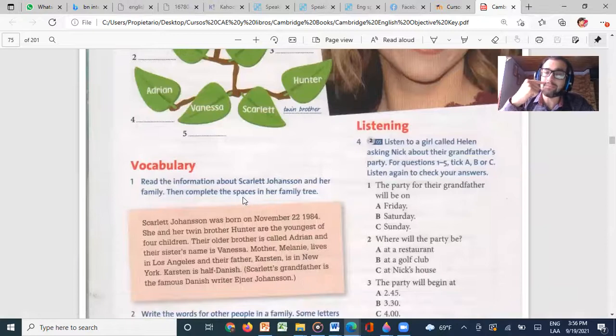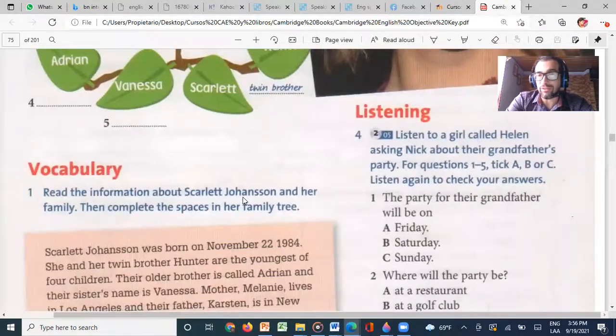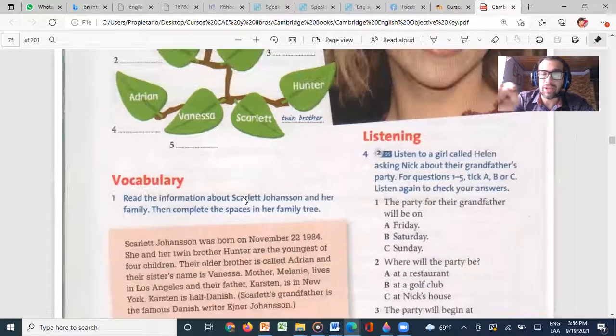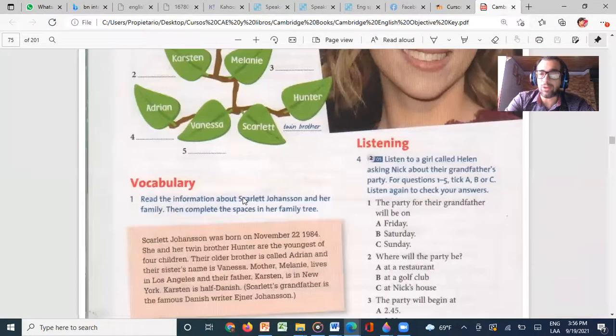For this listening, hopefully we're going to have it in our platform, but if not, we need to wait for a moment because we're having some problems with these audios in CD number 2. So hopefully in this listening part, we will have it as soon as possible in our platform.